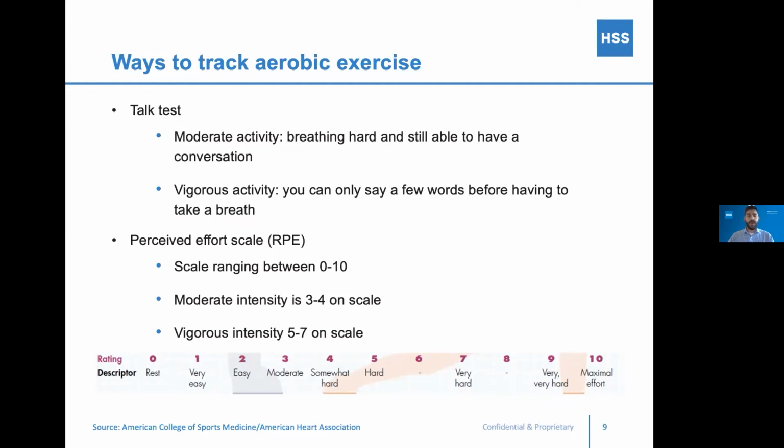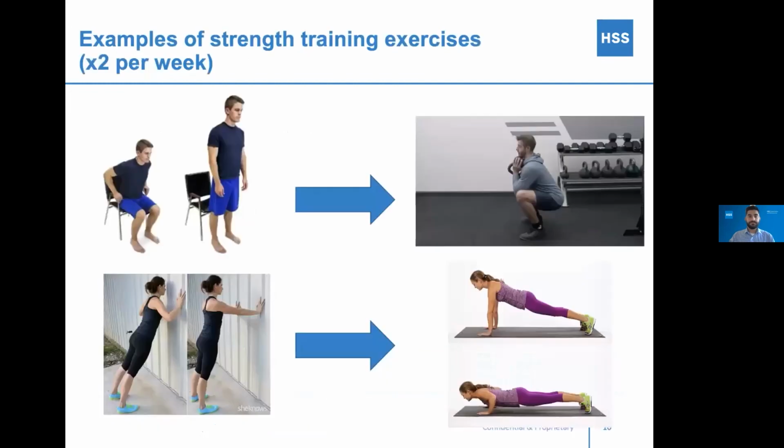And another way as well is you can use the perceived effort scale. So this is a scale ranging from 0 to 10. 0 means you're resting. 10 would be doing something at maximum effort. Moderate intensity would be on a scale of 3 to 4, and vigorous would be 5 to 7.